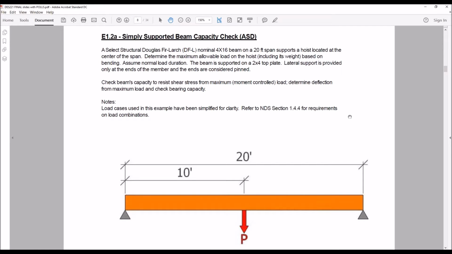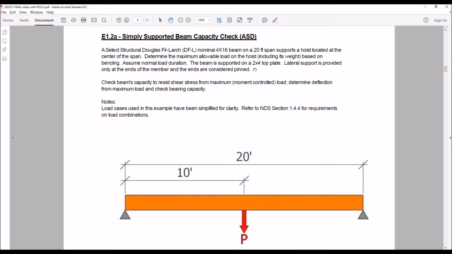So what we're going to do, we have a 20-foot span on a beam, and we're assuming that it supports a hoist that's located at mid-span. And we want to determine the maximum allowable load that this hoist, including the beam self-weight, can hold. We're assuming that's a normal load duration. And we're assuming that the beam is supported on 2x4 top plates at the supports.